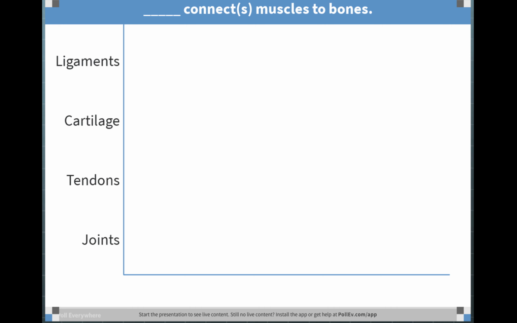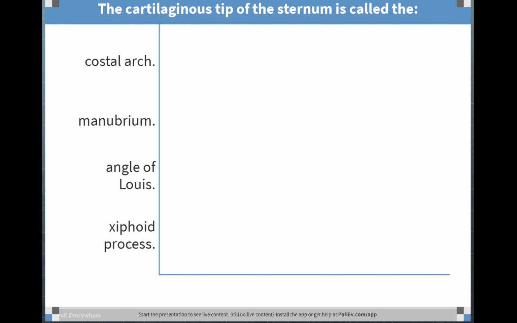Which of these connects muscles to bone? You're going to find these answers in your textbook as well. All right. So tendons connect muscle to bone, and ligaments connect bone to bone. So tendons is the correct answer here.